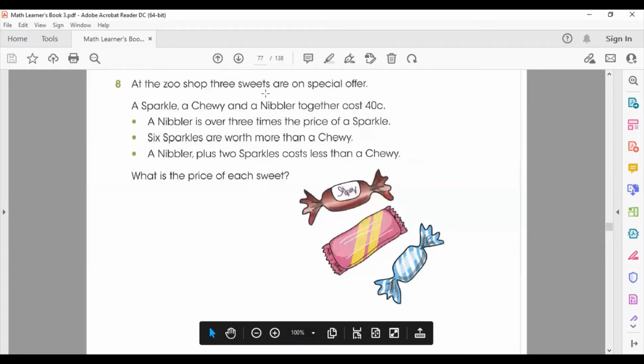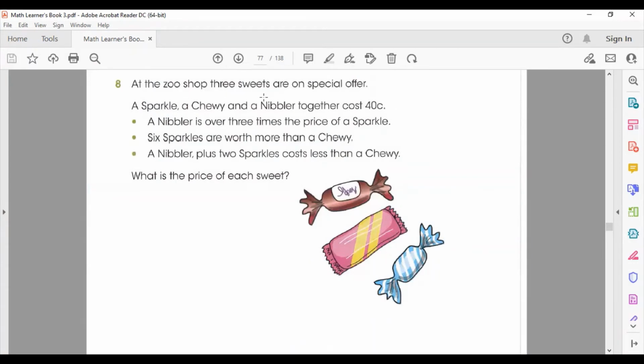At a zoo shop, 3 sweets are on special offer: a sparkler, a chewy, and a nibbler. Together cost 40 cents. A nibbler is over 3 times the price of a sparkler. Six sparklers are worth more than a chewy. A nibbler plus 2 sparklers cost less than a chewy. What is the price of each sweet?